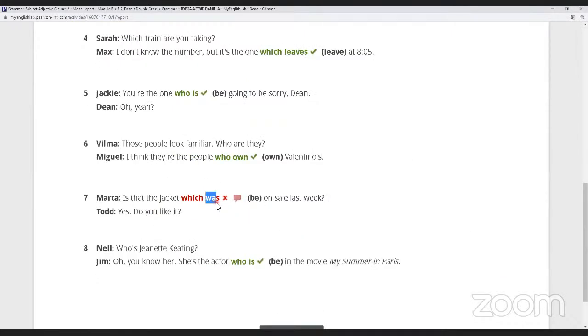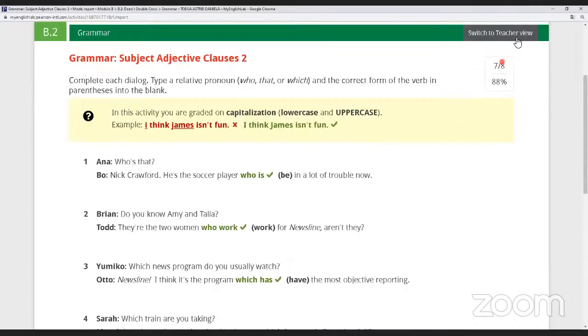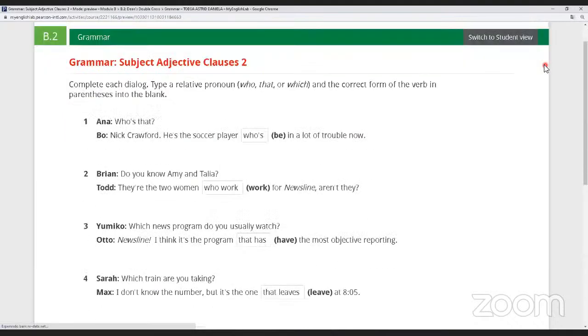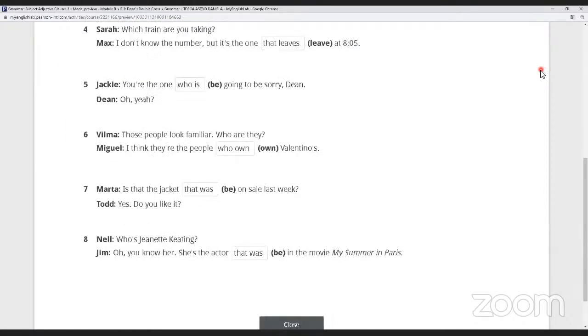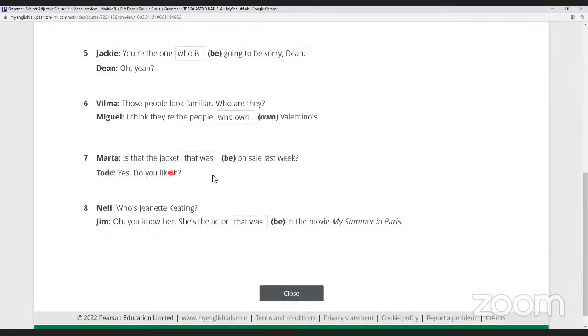Okay, it is "which is," right? Because of the answer, right? Is that the jacket which is on sale last week, right? Oh no, it's okay. That was... Oh yeah, because it's in the informal version.